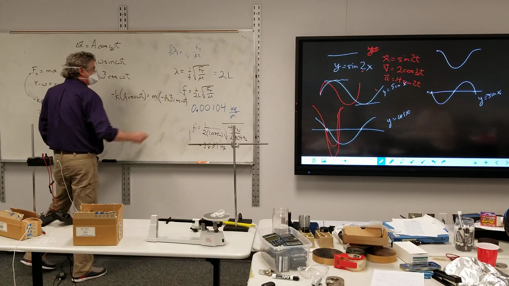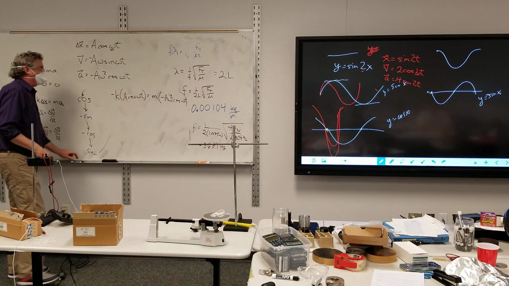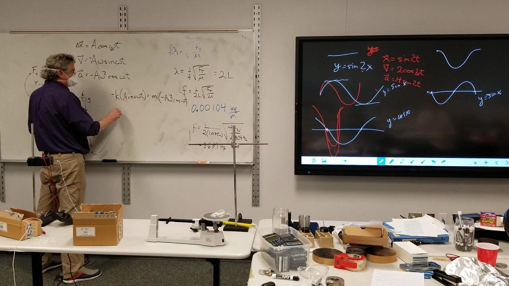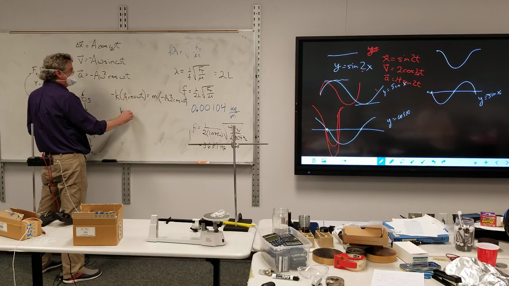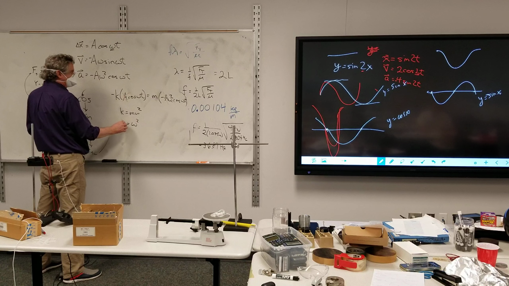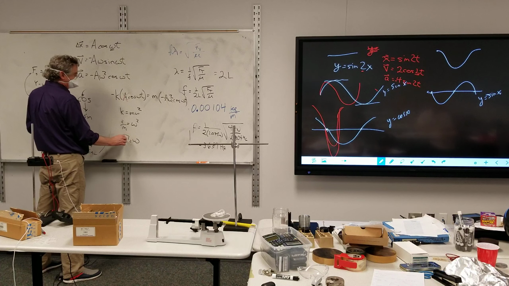Cosine, that's why it doesn't matter if you use sine or cosine, because that cancels out. And what I'm left with is negative k. Actually, the negatives cancel out, so let's go ahead and get rid of that too. So if k is equal to m omega squared, then omega squared is equal to k over m, or omega is equal to the square root of k over m.